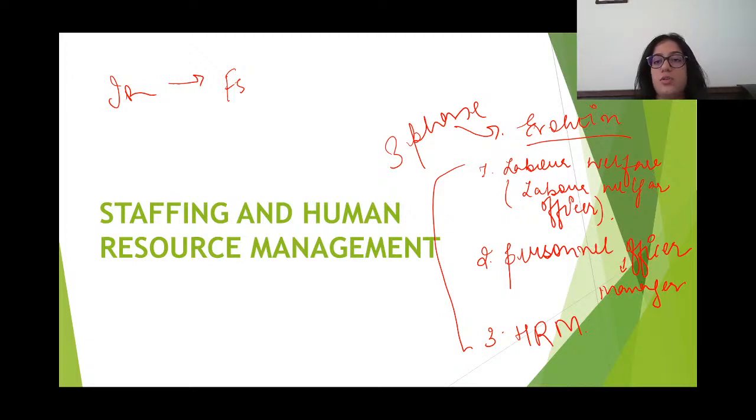So, if there is no doubt, I will quickly sum this up for you, and then I will move on to the next topic, that is a more detailed comparison between staffing and human resource management, and whether these two concepts are related.